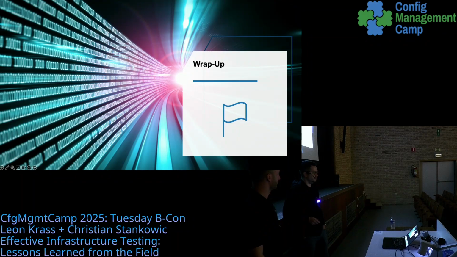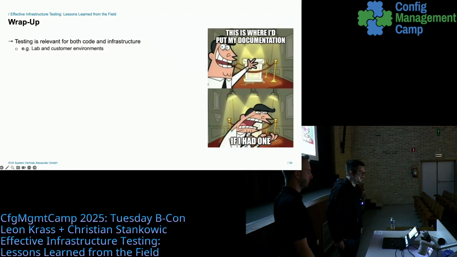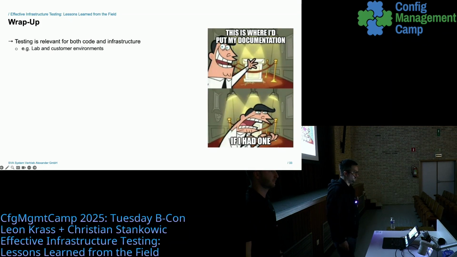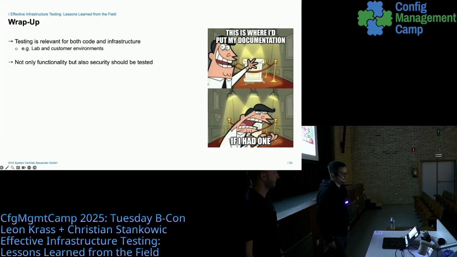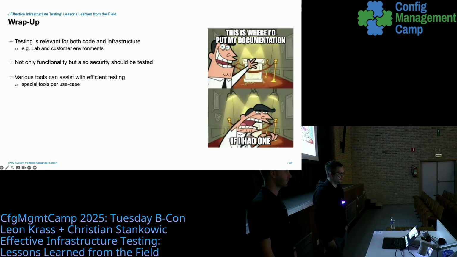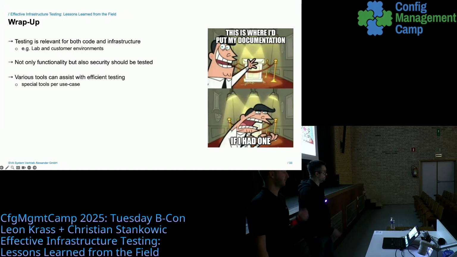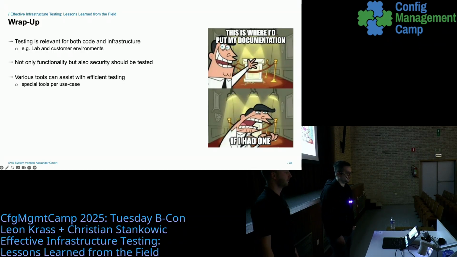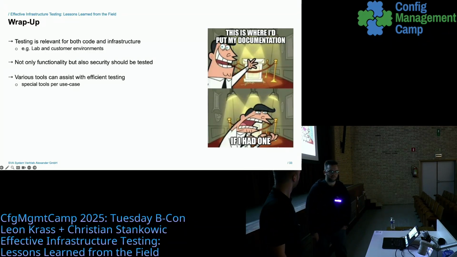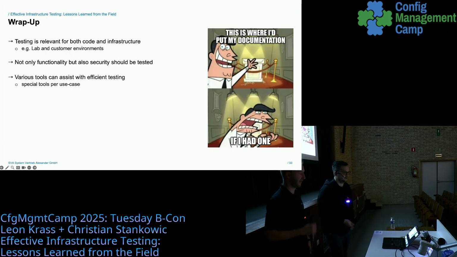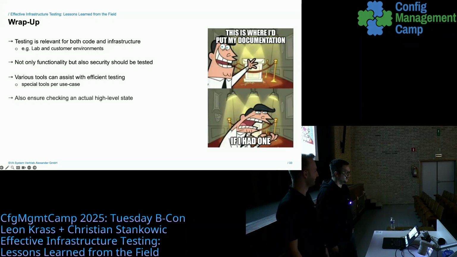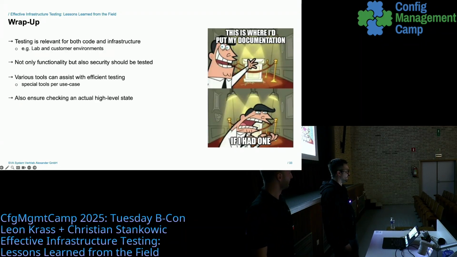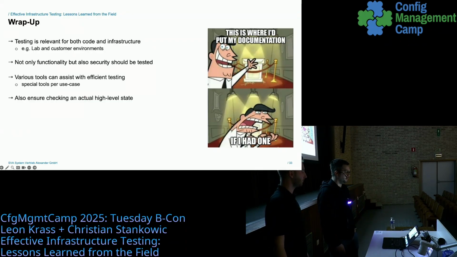Right, okay, well then, let's do a wrap up. So I think we've figured out that testing is relevant for both code and infrastructure. For example, we mentioned the lab and customer environments. Not only functionality is important, but also security should be tested. It applies to all of us, I would say. And various tools can assist you with efficient testing. We have special tools per use case, so it depends on your use case. You learned about just some of them. I think there are even more out there, so you could test all the test tools the whole day if you want to. And of course also ensure checking an actual high-level state. So do smoke tests, check your application from outside your systems to ensure that it's working properly.